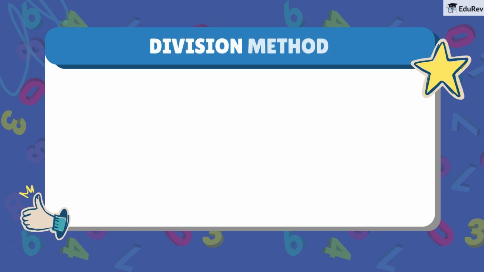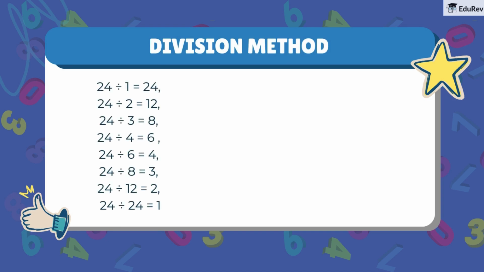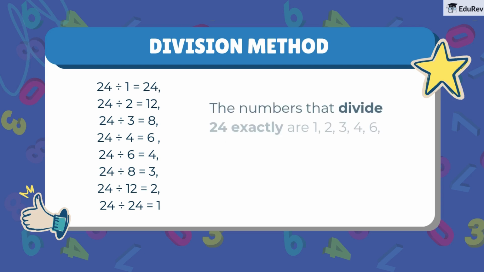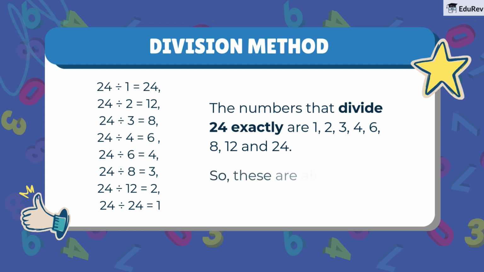We can also use the division method to find factors. For example, with 24, we can see that 24 divided by 1 equals 24, 24 divided by 2 equals 12, 24 divided by 3 equals 8, 24 divided by 4 equals 6, and so on. The numbers that divide 24 exactly are 1, 2, 3, 4, 6, 8, 12, and 24. So, these are all factors of 24.